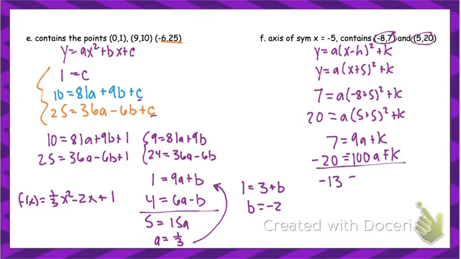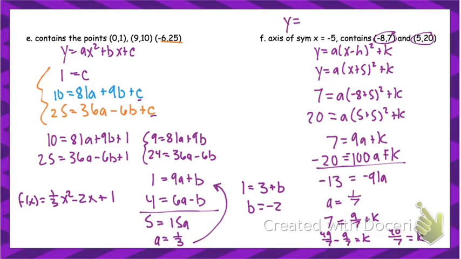So -13 is equal to -91a. So a is equal to 1/7. Once I know what a is, I can plug that back in. So 7 is equal to 9/7 plus k, and it's not going to be a pretty answer, but I end up with k equals 40/7.